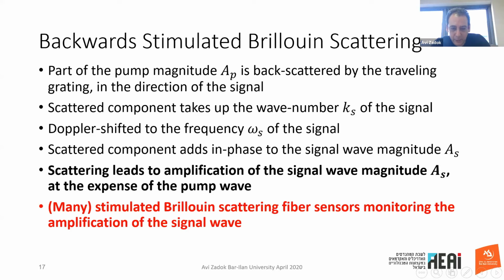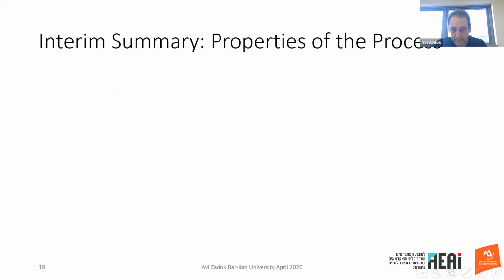And in many of the protocols we use in sensing, this is exactly what we observe. We'll send pump and send signal, and we'll look for amplification. We'll look to see if there's any gain imposed on the signal. If there is such a gain, this is a sign for us that a stimulated Brillouin scattering process had taken place. And if we look at this process carefully enough, we can achieve sensing of either temperature or strain.